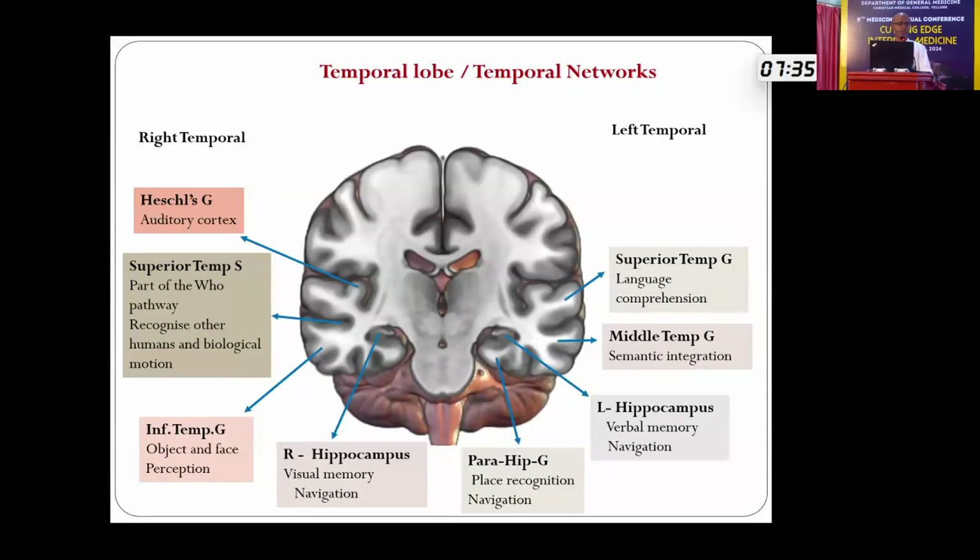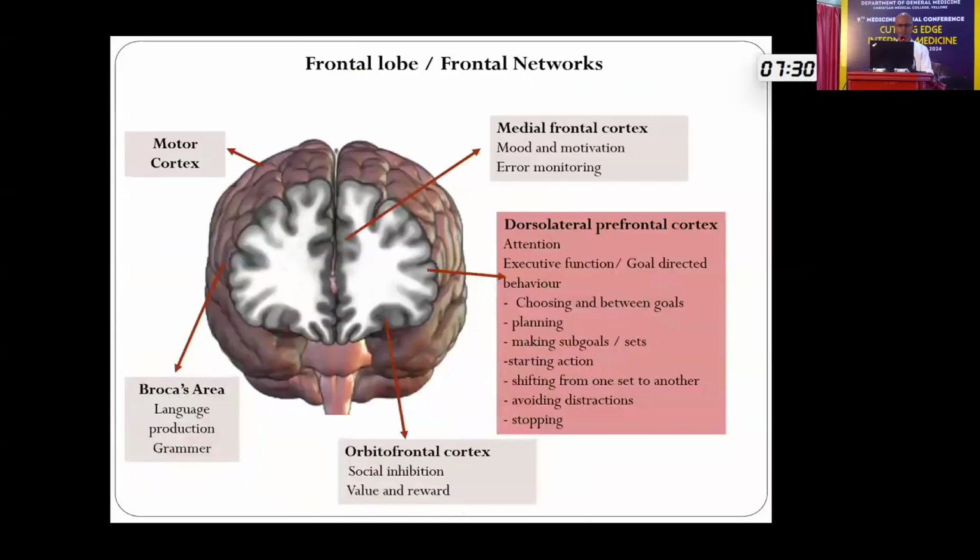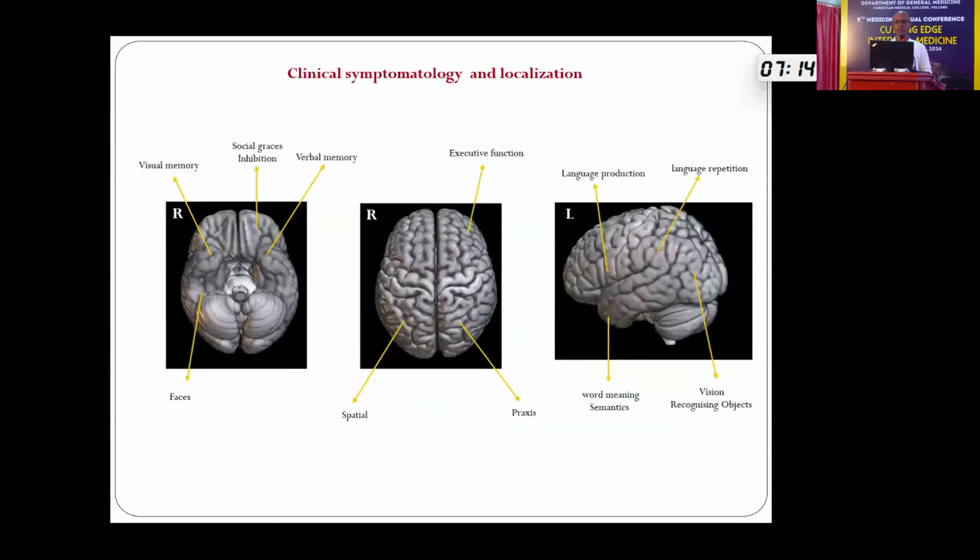Left side is for linguistic aspects of language. Right side is for the emotive aspects of language. Frontal lobe, I already said that it can be medial part, lateral, and inferior. Medial is for motivation and mood. Lateral is for executive function, which is goal-directed behavior. And inferior is for preventing or inhibitive response.